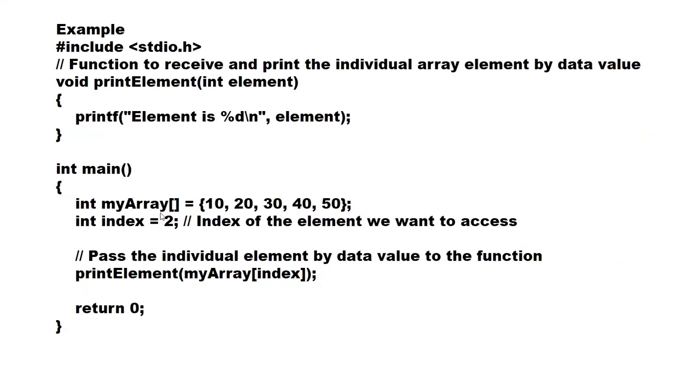Here in the example, my array is an integer array and the index value is set to 2. I'm going to pass this third element, my array of 2. That means the value at the third position, 30, is being passed to the function. Since 30 is an integer element, the formal argument should be an integer. So int element will receive the value my array of 2. So that means 30 will be passed to the function and it will be stored in the formal argument element.